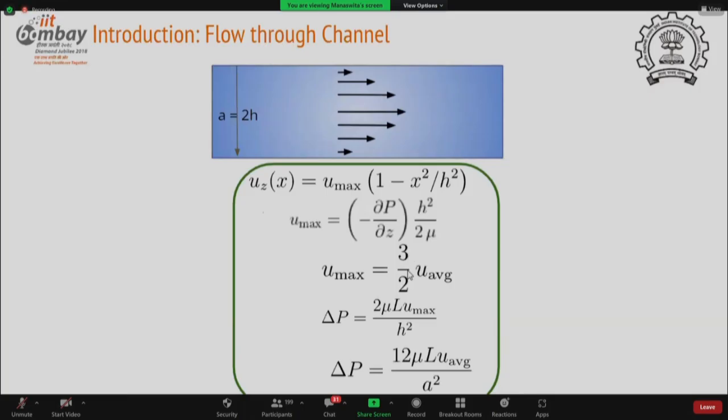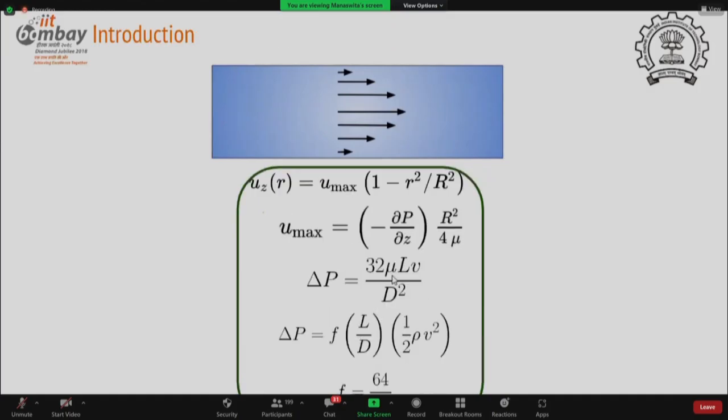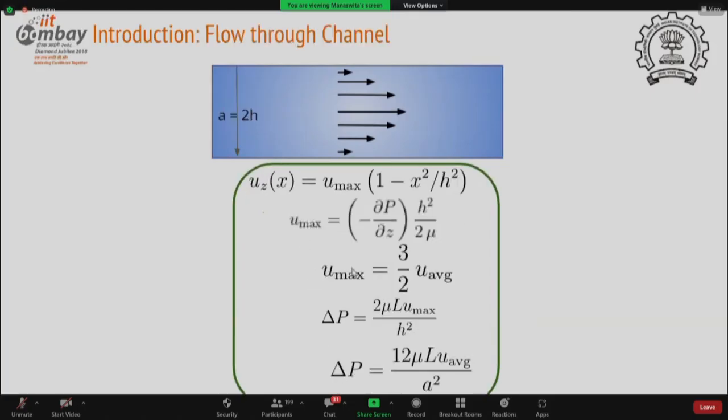Here U max is 3 by 2, that is 1.5 times U average. So the difference is this: in the pipe, U max is twice U average. Here U max is 1.5 times U average. Delta P is 2 mu L U max by H squared. If we write in terms of U average, it is 12 mu L U average by A squared, where A is the total channel width and H is the half channel width. So there is a difference.